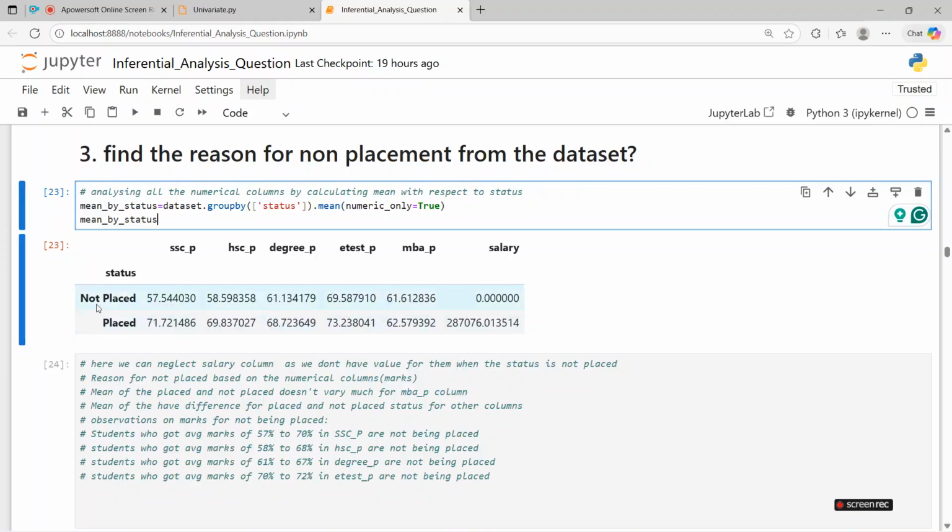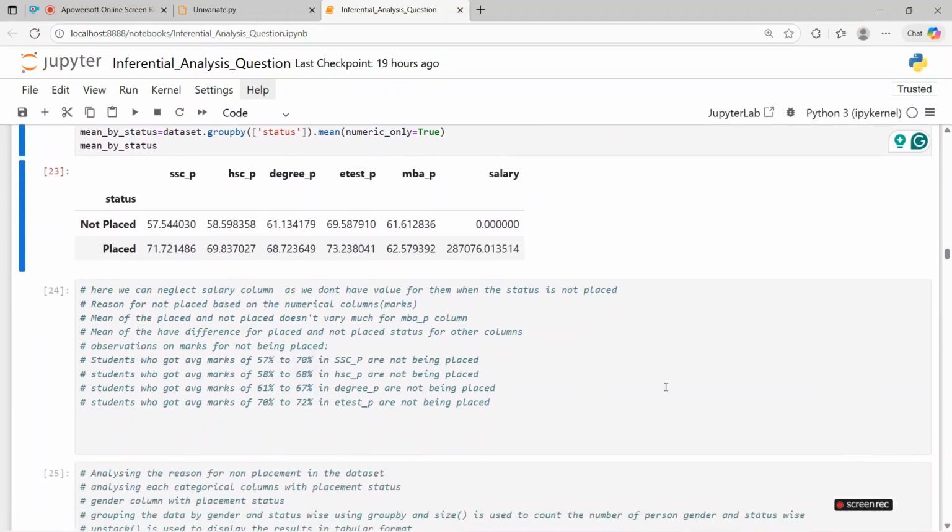Based on the other columns' mean for not placed and placed, we have these observations below. Students who got average marks of 57 to 70 percentage in SSCP are not being placed, and students who got average marks of 58 to 68 percentage in HSCP are not being placed. Students who got average marks of 61 to 67 percentage in DDP are not being placed, and students who got average marks from 70 to 72 percentage in the entrance test are not being placed.